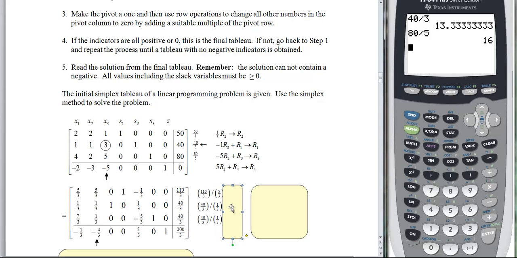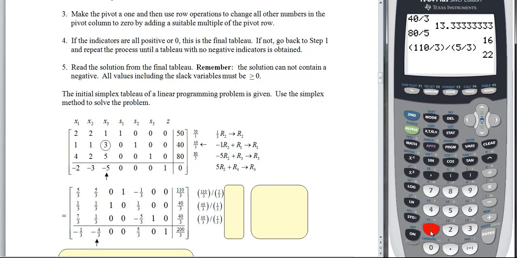Now guys, do use parentheses on this. Your calculator gets a little bit weird. Let me do the first one at least. Let me do 110 divided by 3, divided by 5 divided by 3. That would be a 22.